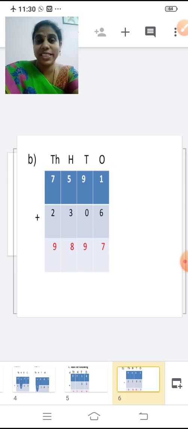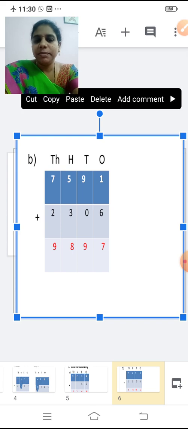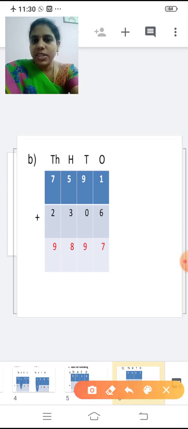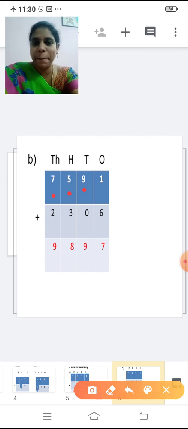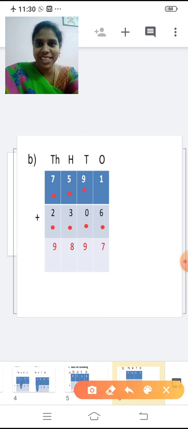So first write in the exact place. So I am taking the first number 7591. Write 1 in the ones place and 9 in the tens place, 5 in the hundreds place and 7 in the thousands place. And second number 6 in the ones place, 0 in the tens place and 3 in the hundreds place and 2 in the thousands place. Now shall we add this now?